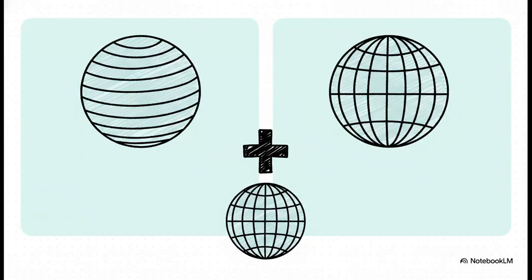Let's do a quick recap. On one side, we have latitude, horizontal lines, east to west, parallels that never cross. On the other side, longitude, vertical lines, north to south, meridians that always cross at the poles. By laying these two distinct systems over each other, we successfully build that glowing global grid we visualized at the very start of our expedition.